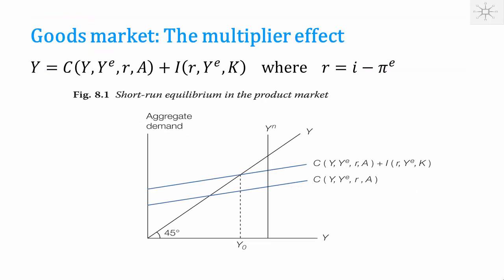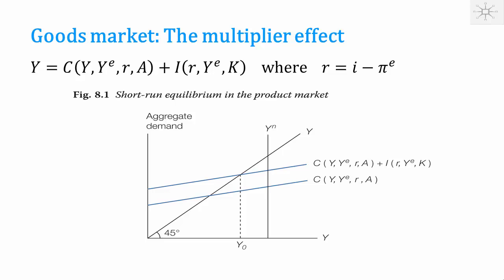So let us start with the goods market and the multiplier effect. We use an equation that you have seen, which is that production is equal to consumption plus investment, and we have the consumption function and the investment function. Consumption depends on current income, expected future income, the real interest rate, and the level of assets. Investment depends on the real interest rate, expected future income or demand, and also on how much capital you already have. And the real interest rate is the nominal interest rate minus inflation.